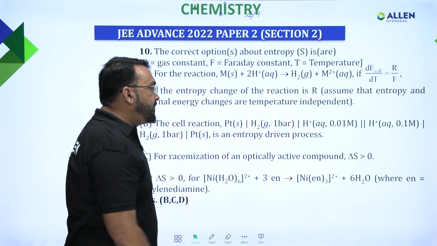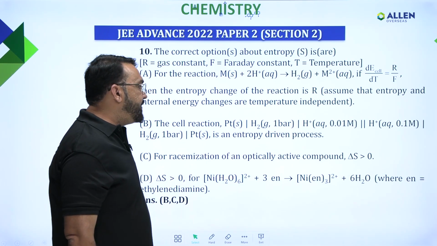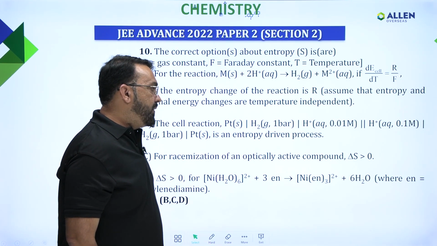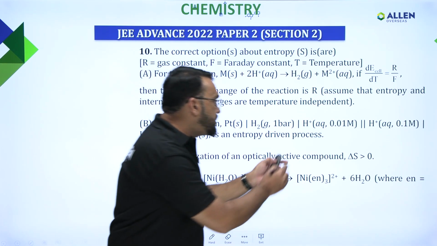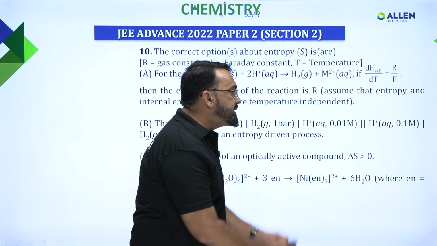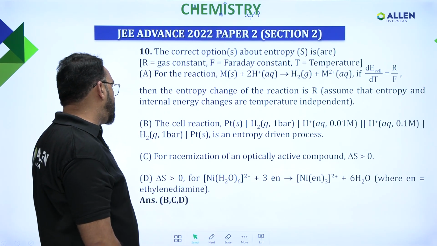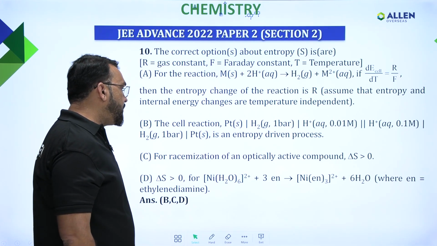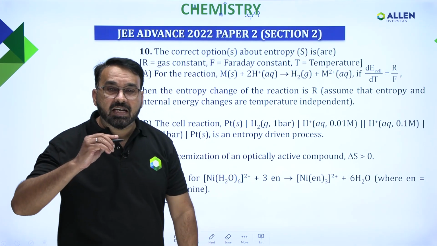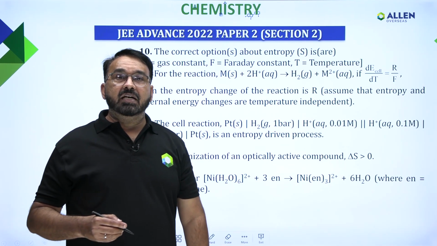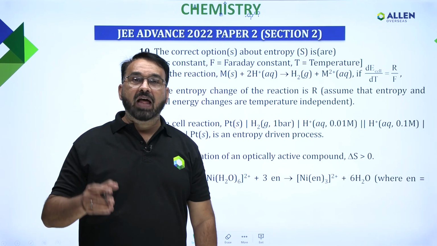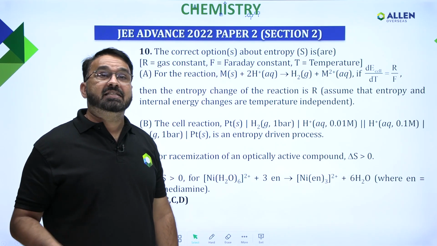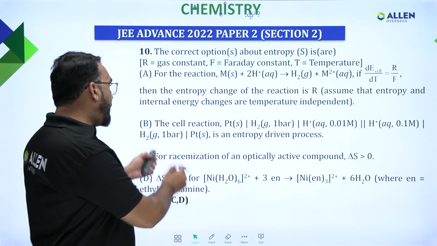It says, for the cell reaction, this cell representation is given to you: platinum solid, hydrogen gas at 1 atmospheric pressure or 1 bar, H plus ions with a concentration of 0.01 molar, and then H plus ions with an aqueous concentration of 0.1 molar, H2 gas. For this concentration cell, you have to show that it is an entropy driven process. That means the entropy increases, so we have to prove that delta S is greater than 0 in option B.